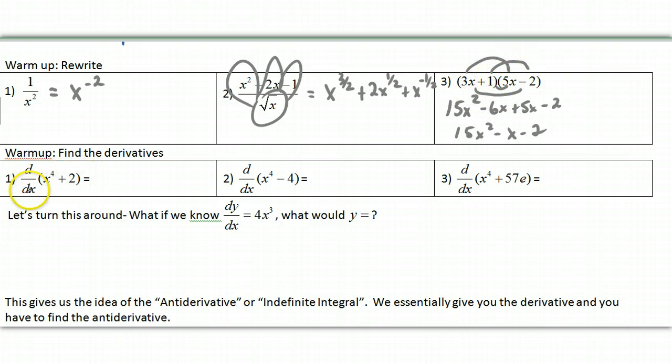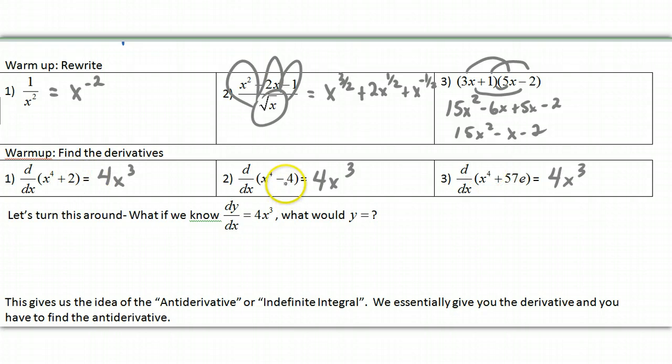Okay, then if we take the derivative of x to the 4th plus 2, this is 4x to the 3rd. This one, 4x to the 3rd. This one here, 4x to the 3rd. E is a constant, and so we just have a derivative of 0 there. So what if I ask you this question? If I know the derivative is 4x to the 3rd, what would y equal? Well, if you look at this situation, this situation, this situation, all these could be possible answers.